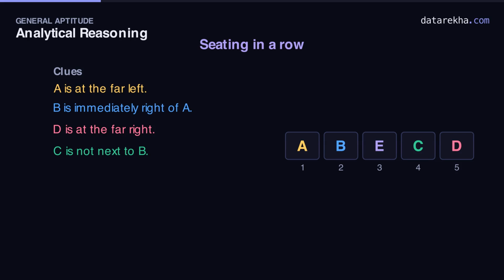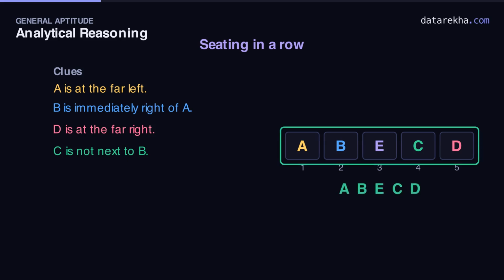Now the last clue bites. C can't sit next to B in seat 2, so C can't take 3. That forces C into 4, E into 3, and the whole bench falls out, left to right. A, B, E, C, D. Every clue satisfied, read straight off the row. Ranking puzzles are the same trick. Draw the line from most to least and chain the comparisons.